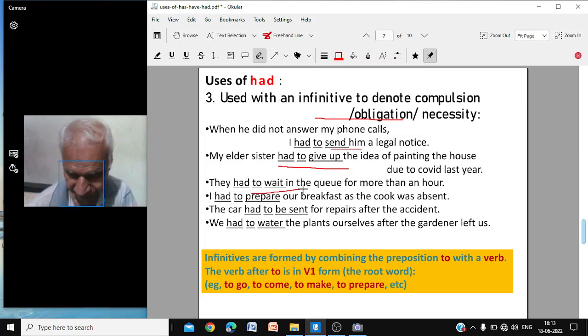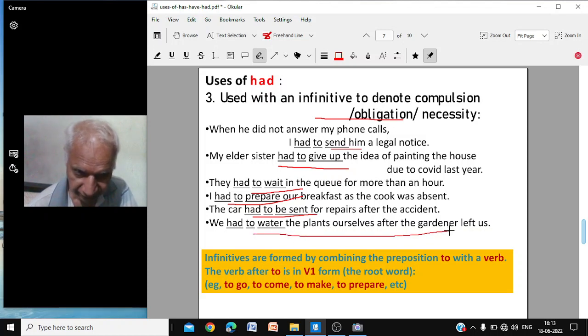You have to do it. No way out. I had to prepare breakfast. The car had to be sent for repairs. We had to water the plants after the gardener left. Had to, an obligation or necessity. Had plus to plus a verb. That is, had followed by an infinitive.